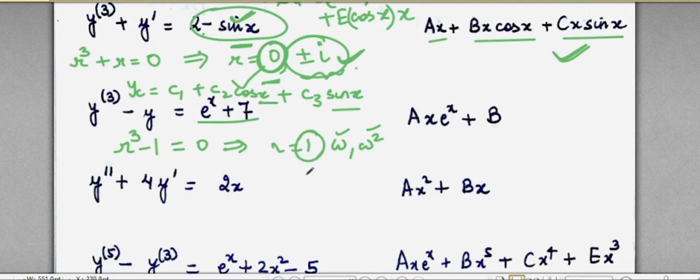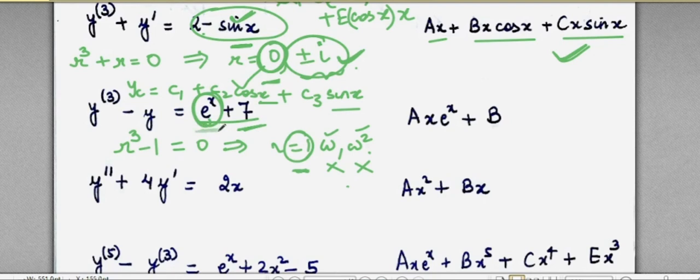Let's see if special case 2 is activated here or not. r equal to 1 is a root. Omega and omega squared are complex numbers. Terms of the type e to power x sin x or e to power x cos x are not appearing. If the roots were alpha plus minus i beta, then e to power alpha x cos beta x or e to power alpha x sin beta x type terms would have to appear on the right hand side, but they are not. So these roots are simple roots. They are not affecting any term on the right hand side. But 1 is affecting. This root 1 affects the term e to power x. It's not affecting 7, but it's affecting e to power x.